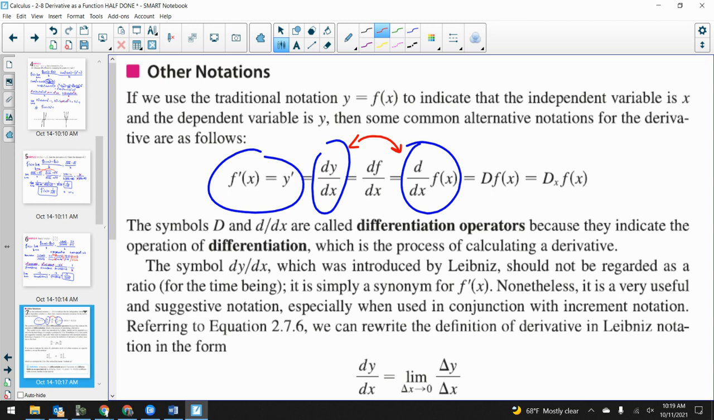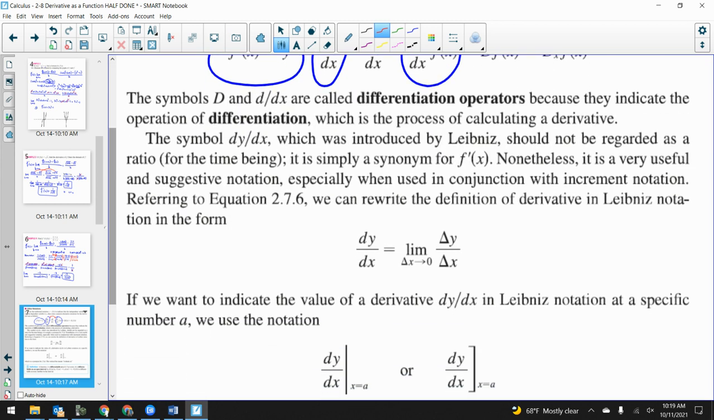Okay. This was first introduced by this guy named Leibniz. He's kind of like the head honcho of calculus. Like he's one of the guys that created calculus. I think his first name is like Alfred or something like that. Alfred Leibniz. He was the first guy to really use the dy over dx notation. Now it's not a ratio. Don't think of it as like a quotient or anything like that. It's simply just a synonym for f prime of x. Okay.